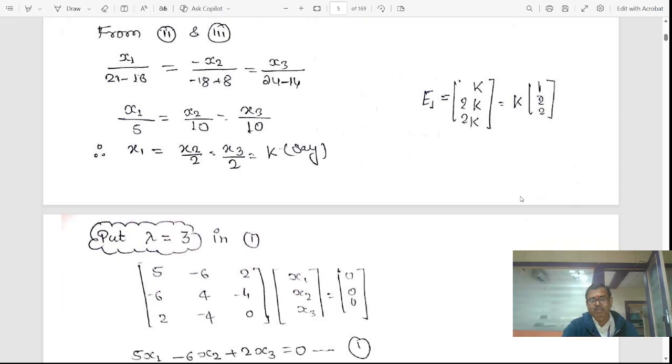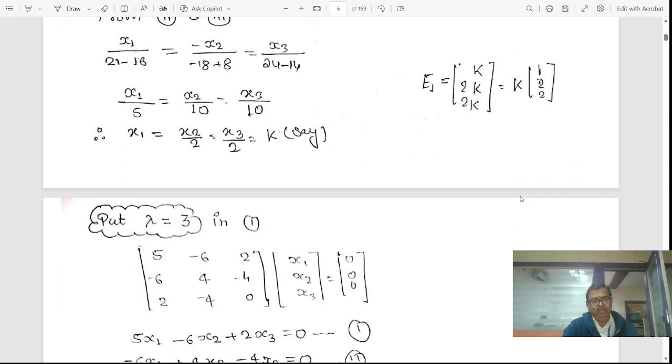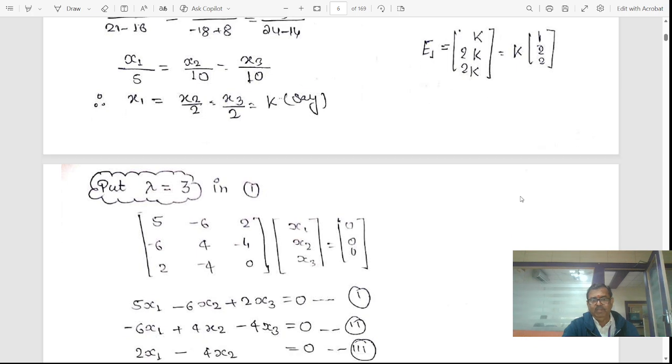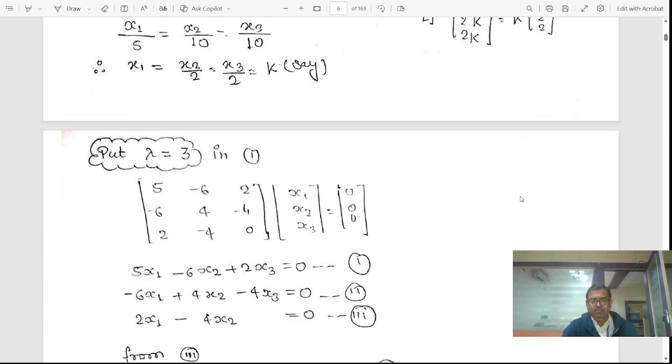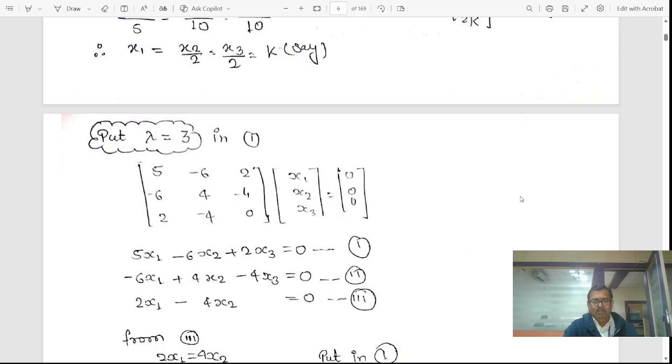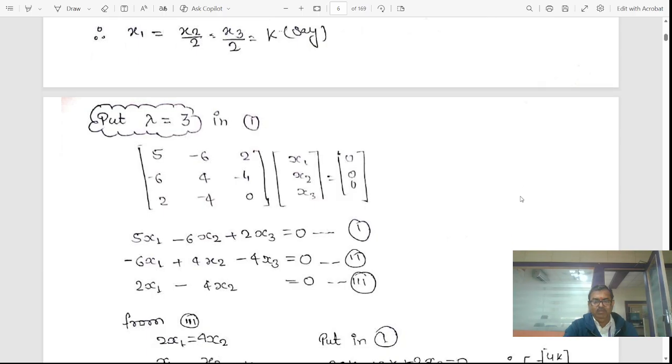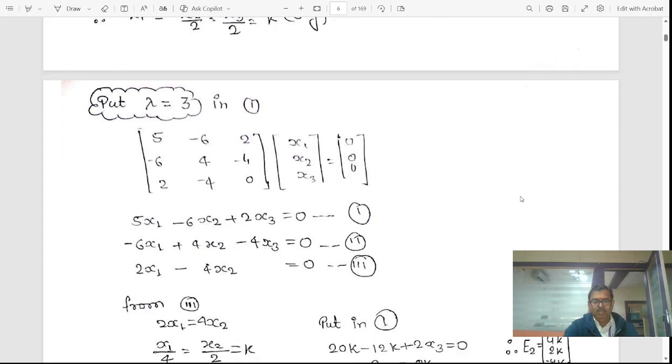Now again we find the eigenvector corresponding to lambda = 3. So put lambda = 3 in equation 1. After putting lambda = 3 in equation 1, we get [5, −6, 2; −6, 4, −4; 2, −4, 0] times [x1, x2, x3] equal to the null matrix. That gives 5x1 − 6x2 + 2x3 = 0, −6x1 + 4x2 − 4x3 = 0, and 2x1 − 4x2 = 0.